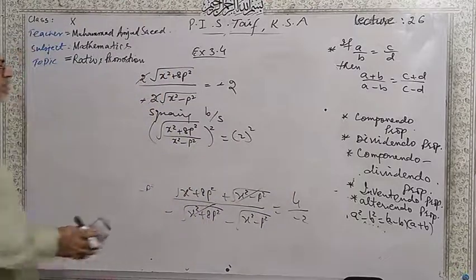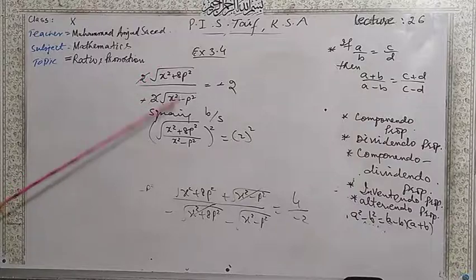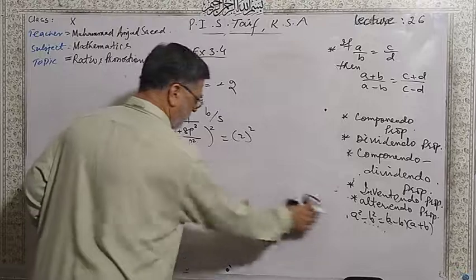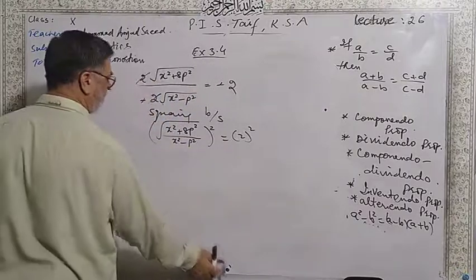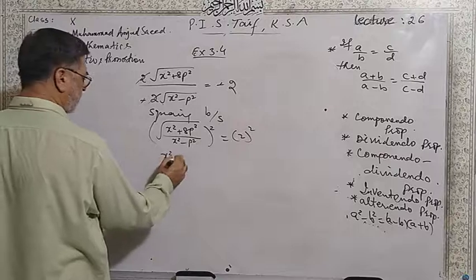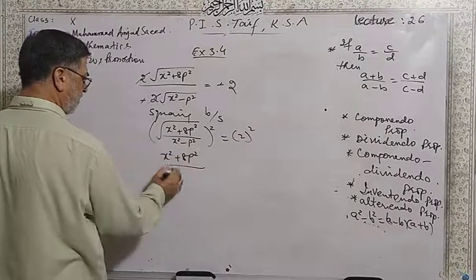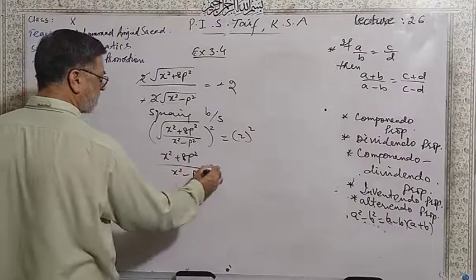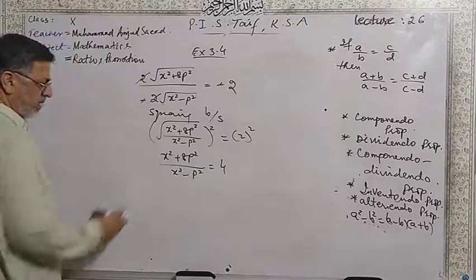Remember that if you have two square roots above and below, you can combine them. That's why I have written this in a single big square root. Square and square root cancel out. x square plus 8p square over x square minus p square is equal to 4.